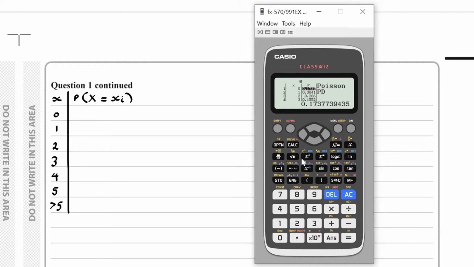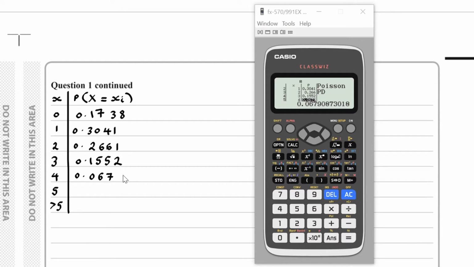And calculating the probabilities, we have here 0.1738 to 4 decimal places, 0.3041, then 0.2661, then 0.1552, and then 0.0679, and then 0.0238. And to figure out this last probability, we can do 1 minus all of these.